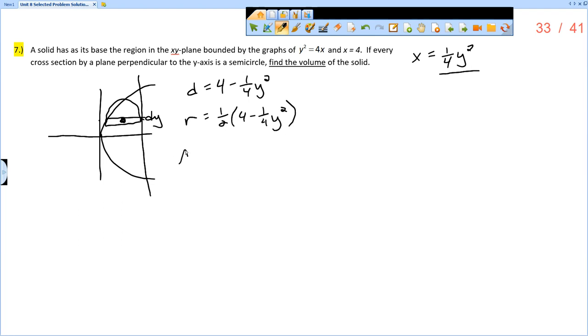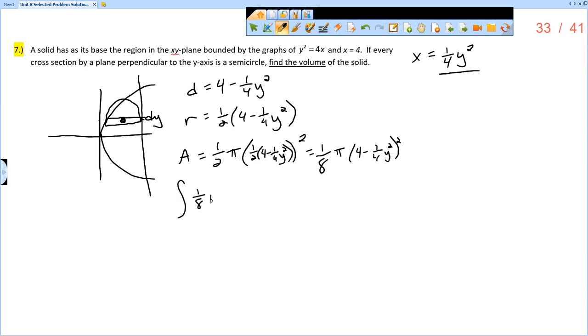So how do I find the area of a semicircle? It is half pi times the radius squared. The radius is 1/2 times 4 minus 1/4 y squared. Squaring, 1/2 squared is 1/4, so really I have 1/8 pi times 4 minus 1/4 y squared squared. That's my area, and now I want to integrate it with respect to y.